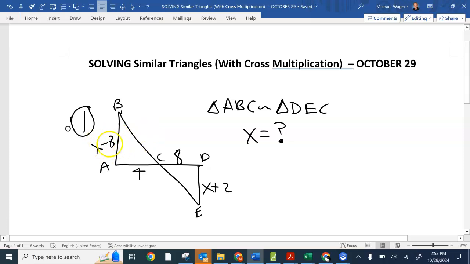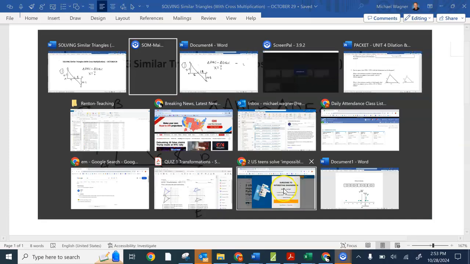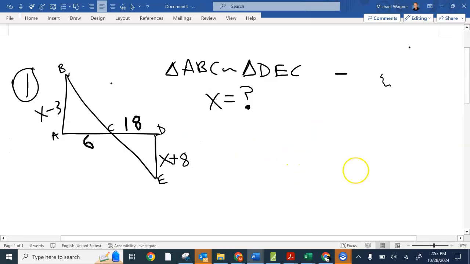Not only is there one x that we're solving for, but there's two unknown sides with an x, like x plus 2 and x minus 3. So when you've got something like that, that's when it's important to know how to do this. So I'm going to do one for you, set it up, and then I'll let you guys do the rest. Okay, so here's an example.